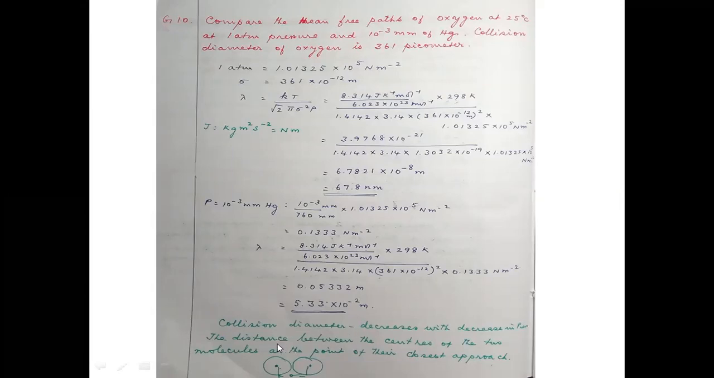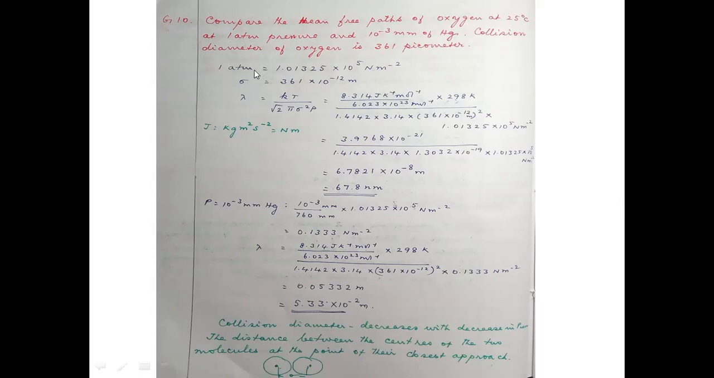Collision diameter is the distance between the centers of the two molecules at the point of their closest approach. Before colliding, the two atoms or two molecules come closer, and what is the minimum distance? The closest approach before their collision is called the collision diameter. So here the collision diameter is given as 361 picometer. Mean free path means, before another collision, what is the maximum distance the molecule travels?